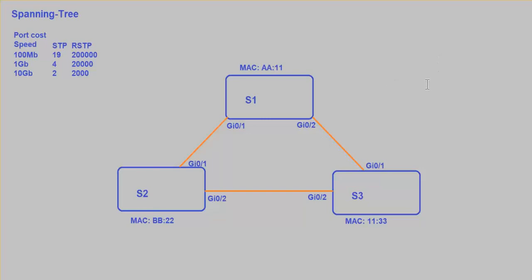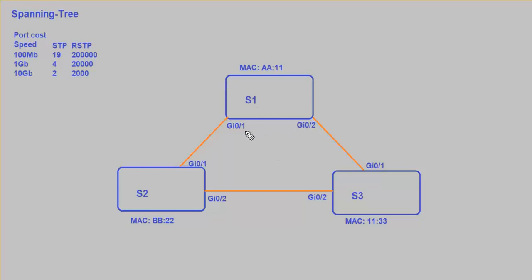Hello, let's learn about spanning tree. In this diagram, I just prepared a simple three switch diagram in order to go through the process of spanning tree to elect who's supposed to be the root, which port's supposed to be forwarding the traffic, and which port's supposed to block the traffic, right? The idea of spanning tree is to prevent layer 2 loops in the environment.